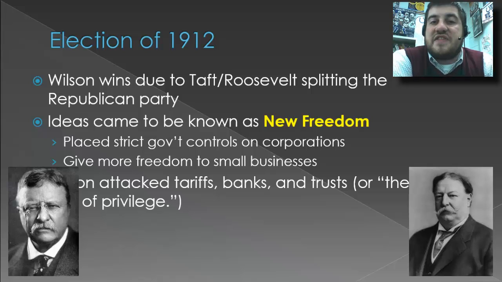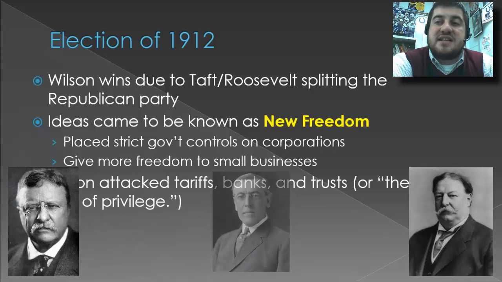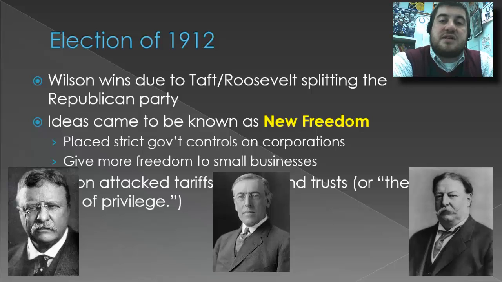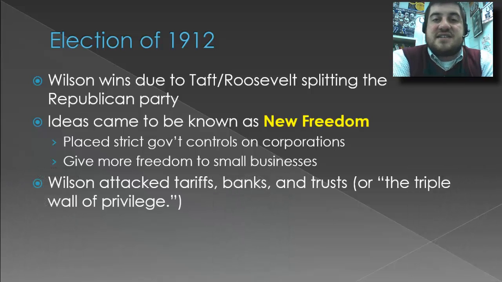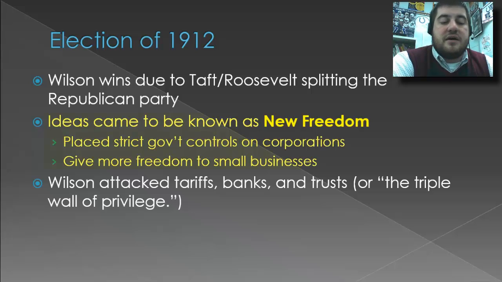And what that does is it allows the Democrats to get 50% of the vote, and the Republicans split the other 50 into 25 and 25 for Taft and Roosevelt. So Wilson takes over office, and his ideas become known as New Freedom.